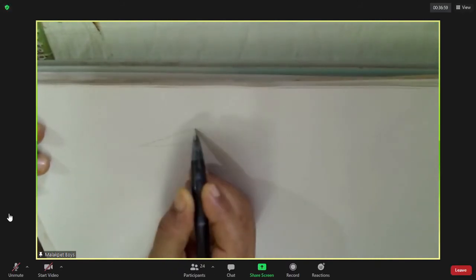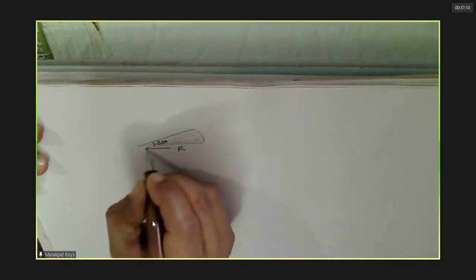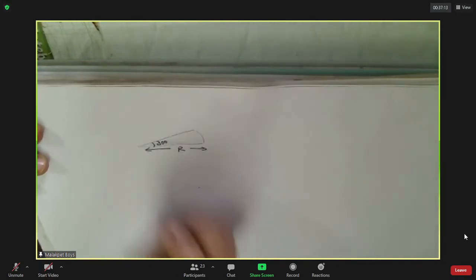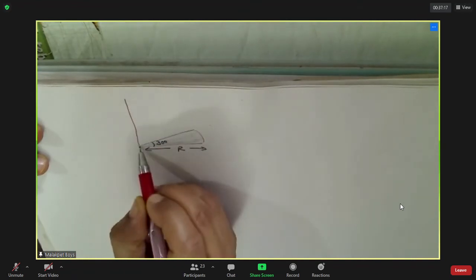See. Now suppose you have a situation, a small sector, and this is 30 degrees. I want the moment of inertia of this about this axis. Understood what we are supposed to do?